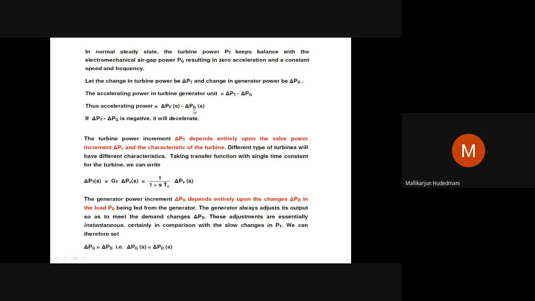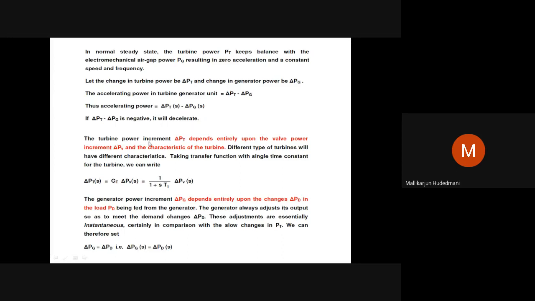So accelerating power in the frequency domain, we Laplace transform when I want to apply. Delta PT minus delta PG stands as the accelerating power. On this accelerating power, I have a statement. If delta PT minus delta PG is negative, what do you mean by this? Delta PT is the demand from the turbine side, delta PG is the demand from the generating side, meaning the increment applied by the turbine versus the increment required by the generator. If this value is negative, it will decelerate. It will reduce the RPM.